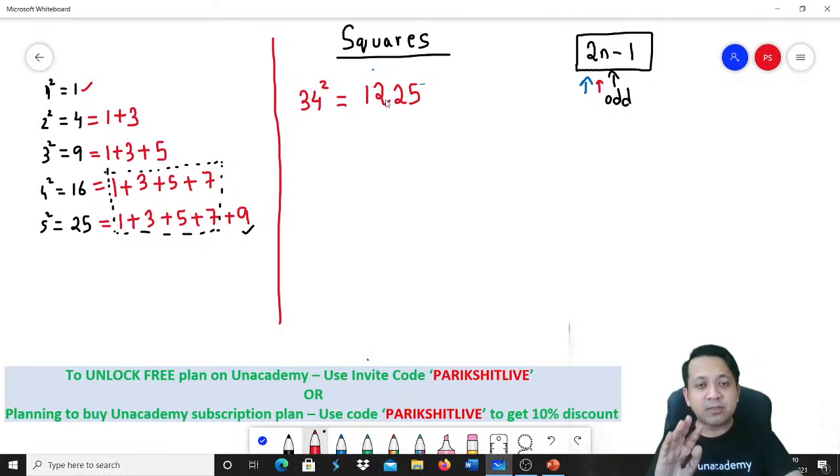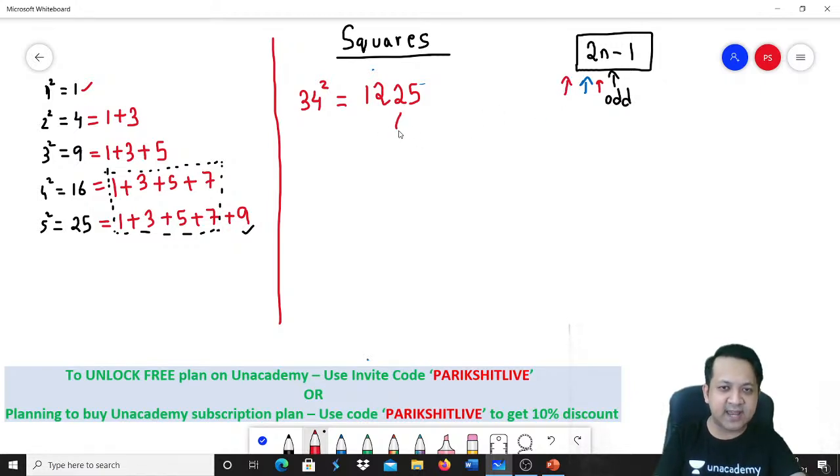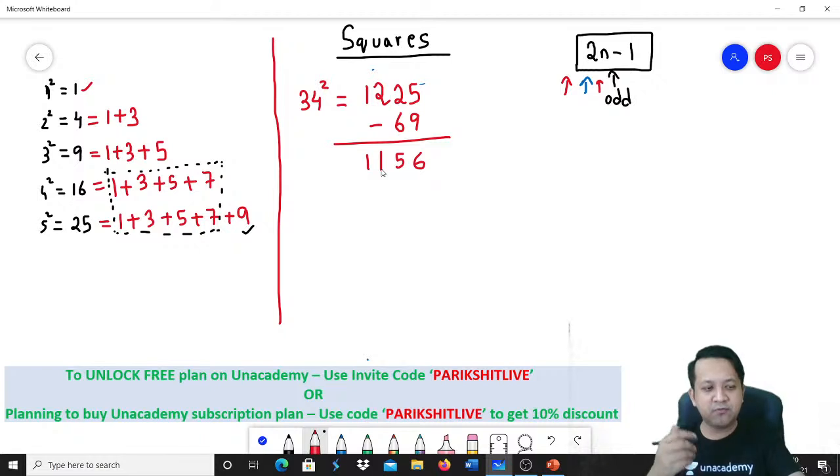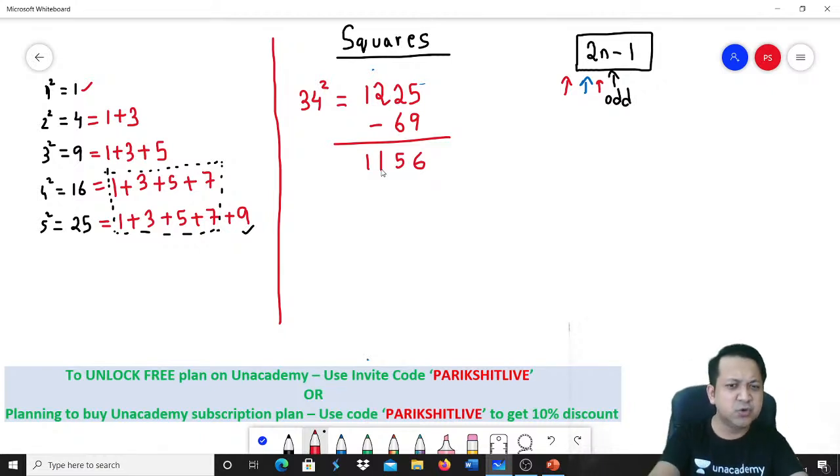So remember, 34 square and 35 square have only one difference. 35 square will have one extra term. What is that extra term? The 35th odd number. What is the 35th odd number? 2 into 35 minus 1, 69. So just subtract 69 and you will get your answer: 1225 minus 69 is 1156. Do you follow this? Like this, in fact, you can find out any number.